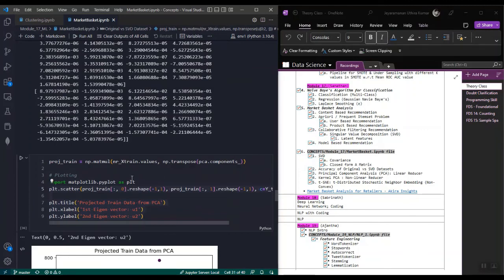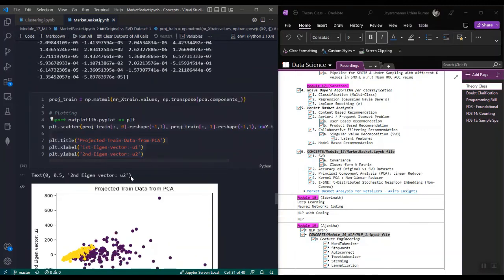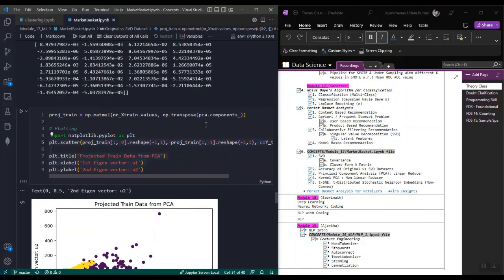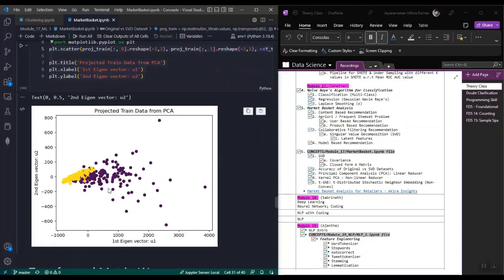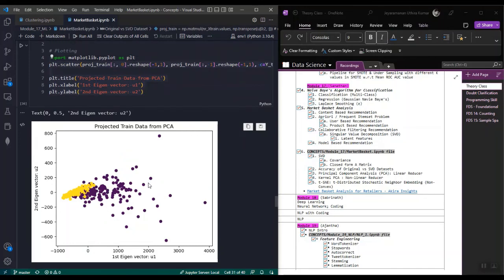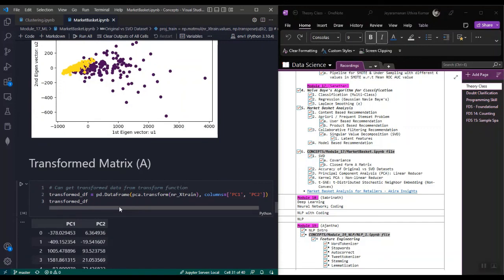Next, as we discussed, we found the U matrix manually. In this case, we just compute the U value from PCA.components and multiply it with the X train value. You will get the projected train value. We plot this projected train value and we get the classified samples.